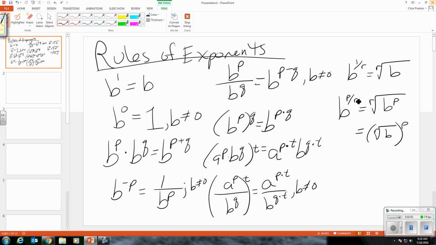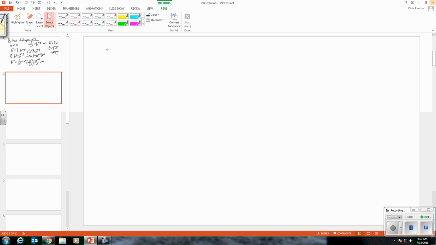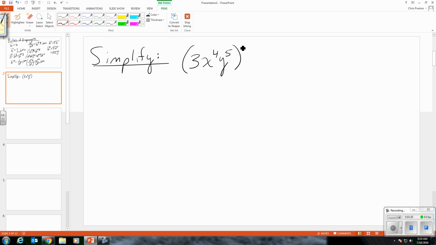But these are new rules. If we're just simplifying expressions, this relationship doesn't necessarily mean a whole lot. Let's say we wanted to simplify an expression that looks like 3 times x to the 4th, y to the 5th, all of that to the 2/3. Well, it doesn't really matter that this means the second power and the third root. We're just going to use those other properties.